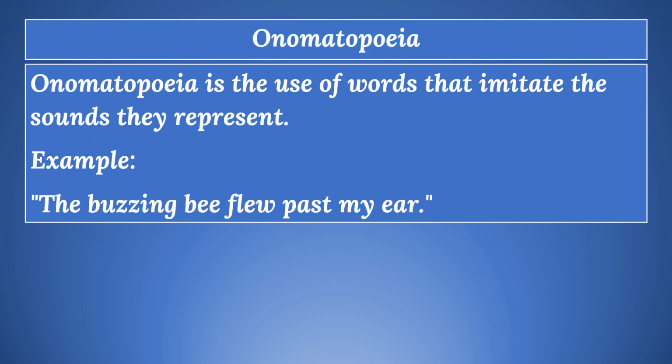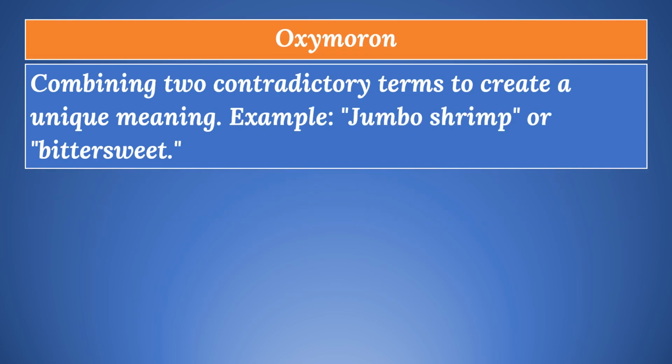Onomatopoeia. This is the next figure of speech. Onomatopoeia is the use of words that imitate the sounds they represent. For example, the buzzing bee flew past my ear. Oxymoron. Oxymoron means combining two contradictory terms to create a unique meaning. For example, jumbo shrimp or bittersweet.